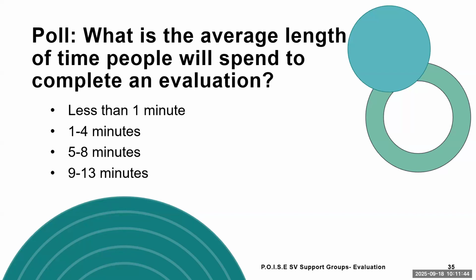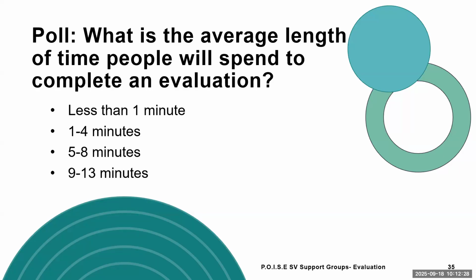All right, Keisha, I think you can stop now and then share the results if you would. Can you all see the results? If you could read them to me, I cannot see them. Yep. So we have 1 out of 6 for less than 1 minute, 2 out of 6 for 1 to 4 minutes, 2 out of 6 for 5 to 8 minutes, and 1 out of 6 for 9 to 13 minutes. Okay, thank you so much, Keisha.